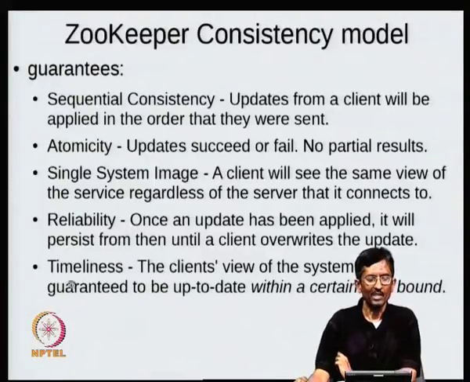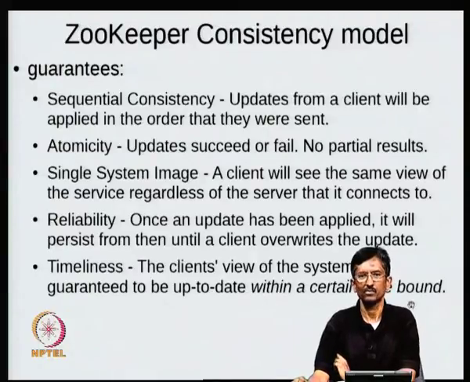But the one which we are interested in is this part, timeliness. The client's view of the system is guaranteed to be up to date within a certain time bound. This is a critical thing. So again, this is basically what is called the eventual consistency model. The only big issue for us is that the time bound is not mentioned. It depends on the system. You have to know the system you are working with and come up with that particular time bound and then work with it. There is no automatic way of figuring out what it is.